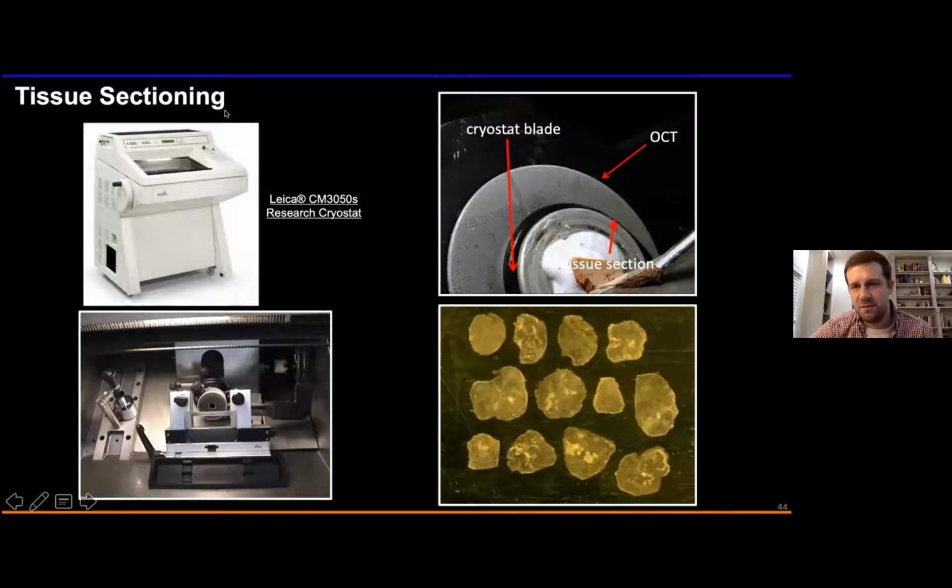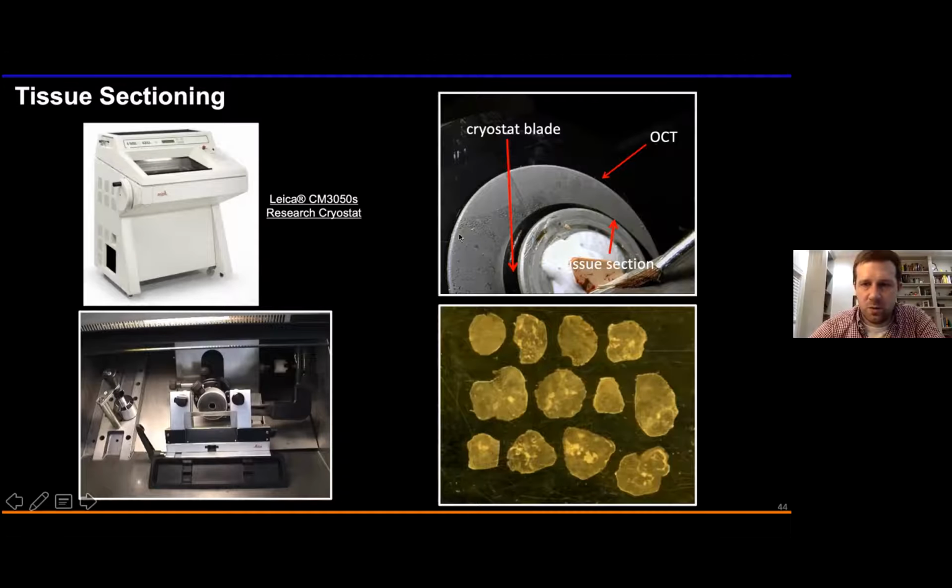There are a few different types of cryostats or cryomicrotomes that you can use. Our lab uses a Leica CM3050S, and you can see a picture of the interior chamber here on the bottom left, and on the bottom right is a close-up zoom in of this central circle portion of the middle figure.